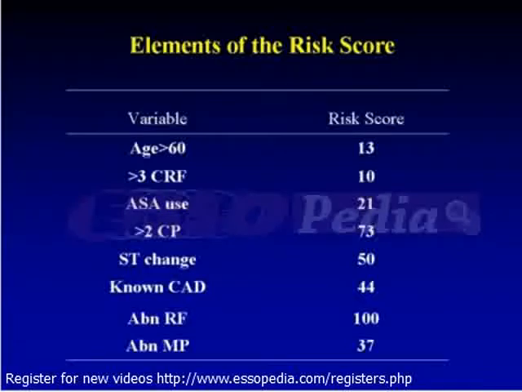Based on the odds ratio of each of the variables in the risk score, we assigned each of the variables a numeric score as shown on this slide. The various scores could then be added to obtain a final risk score for any patient presenting with acute chest pain to the emergency department.